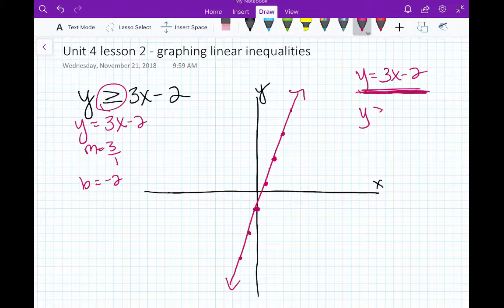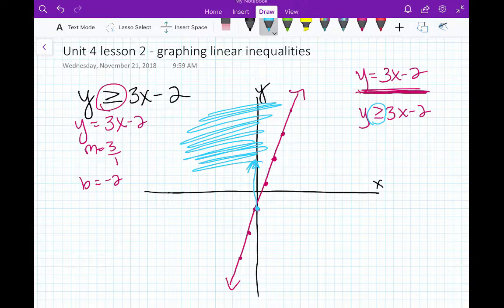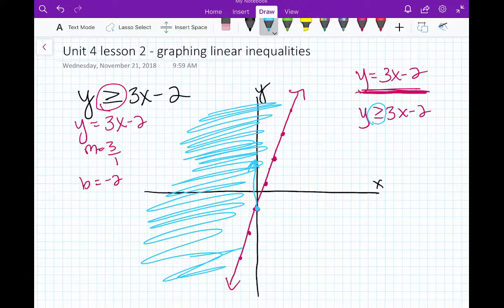But when we look at y is greater than or equal to 3x minus 2, we have even more solution options. We're going to have to shade part of this graph. The easiest way to know what part to shade is to go to your y-intercept, and from your y-intercept, you're either going to go straight up or straight down. Because this says greater than or equal to, I'm going to go straight up. This means that this side is the side where my solutions are, so I'm going to shade this side.